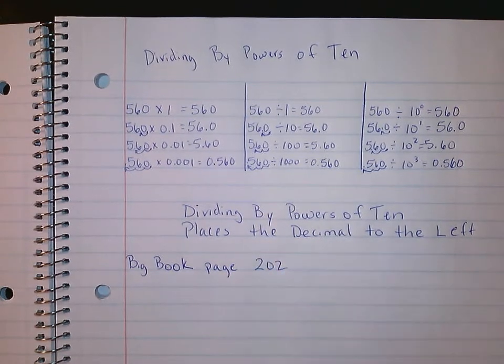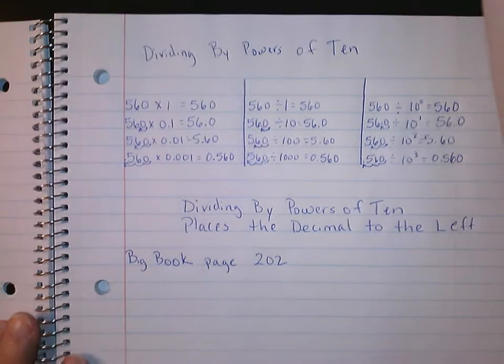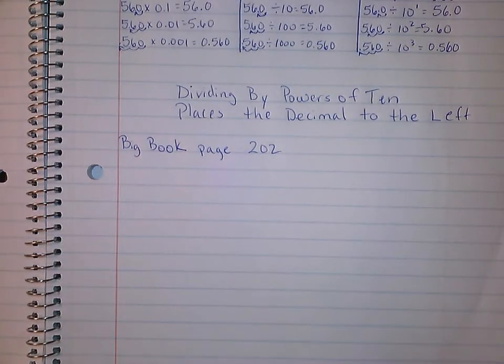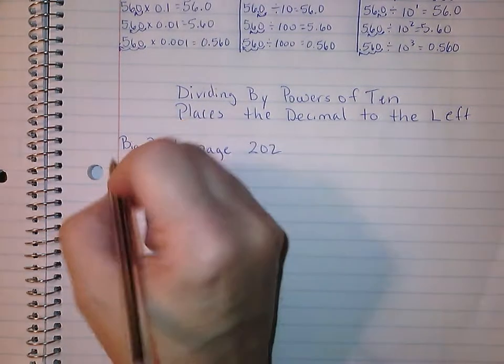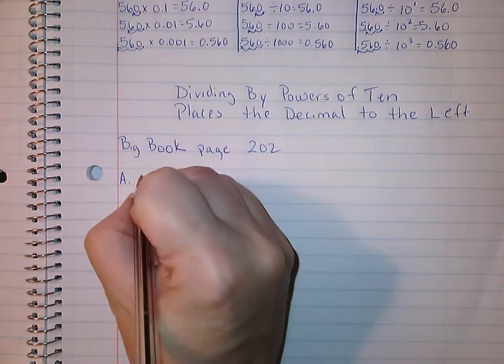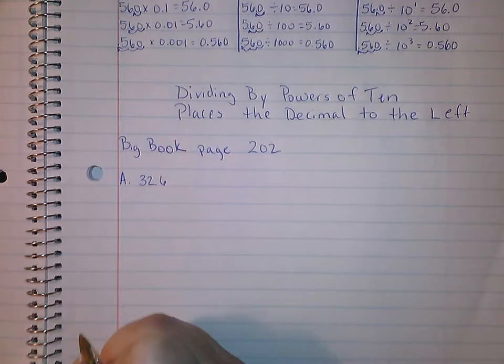Big book, page 202. So pause the video and get out your big book, page 202. On page 202, you have an example A, which is 32 and 6/10.